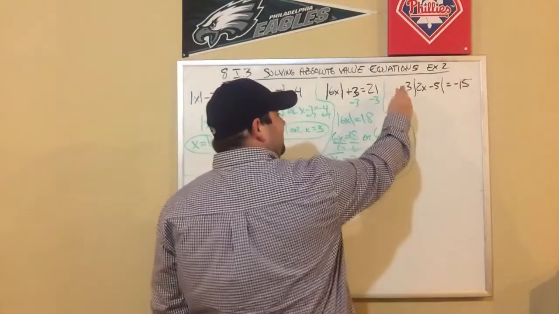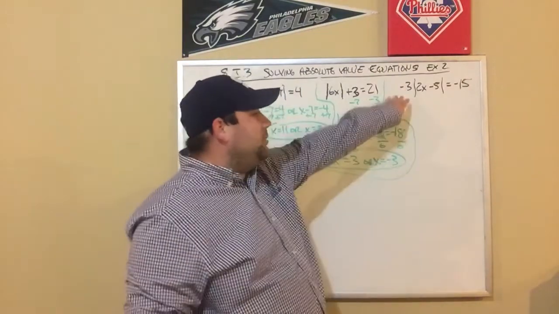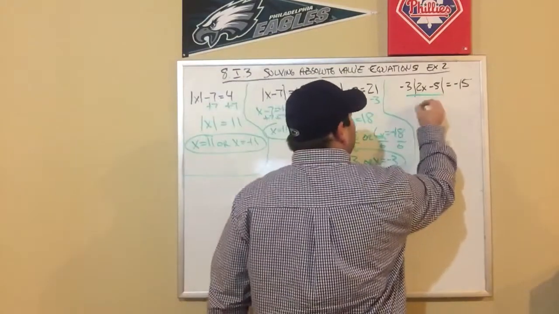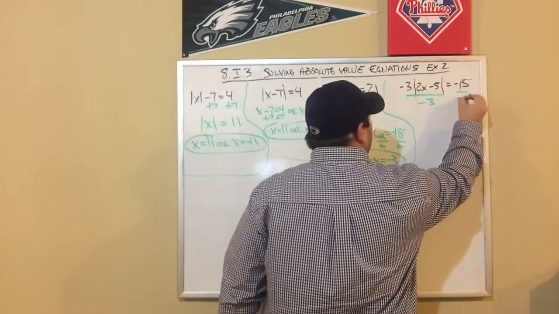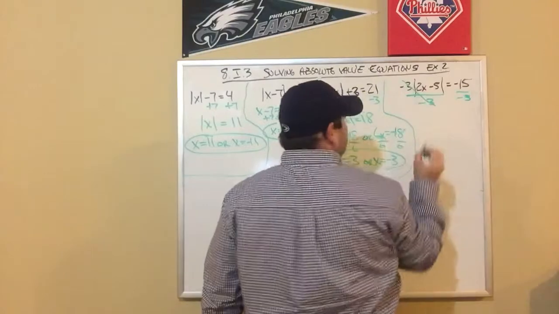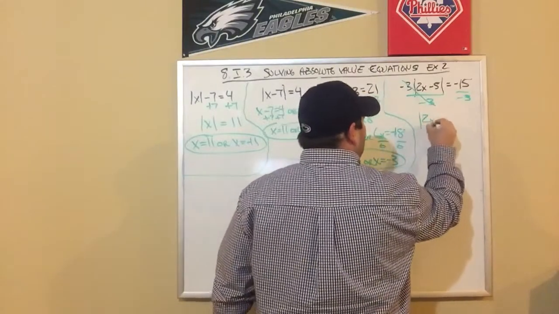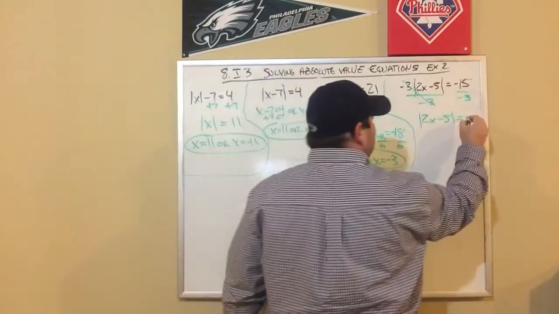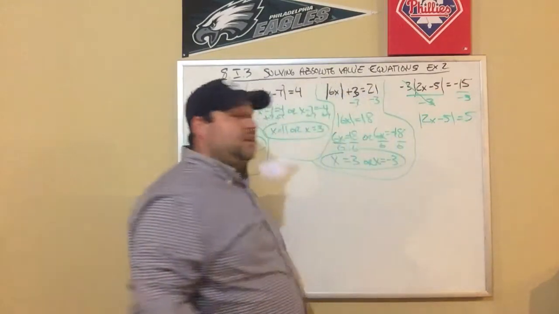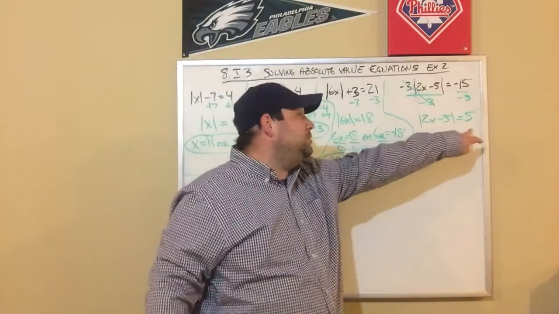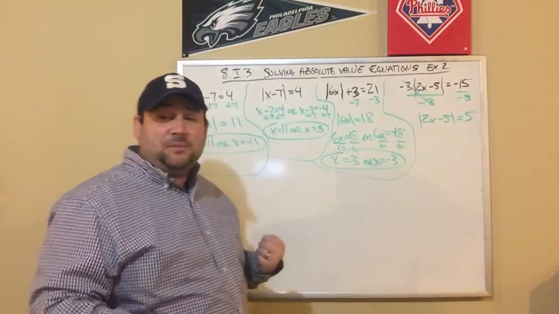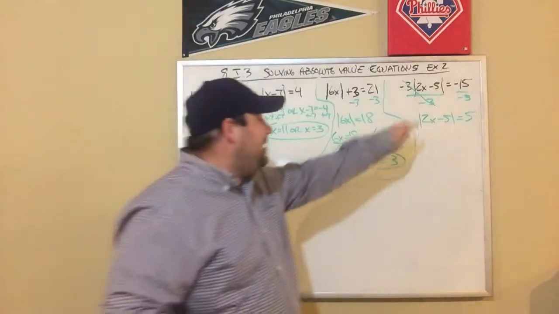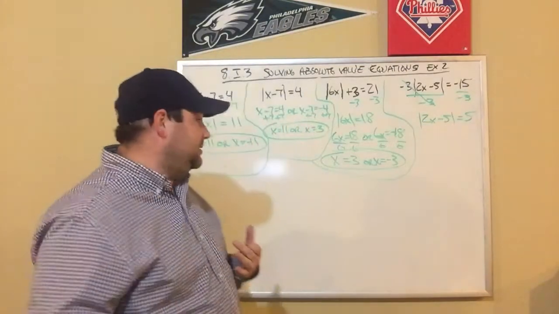So what we have to do is get rid of this negative 3. We know it's negative 3 times the absolute value of 2x minus 5. So I'm going to do the opposite and divide both sides by negative 3. Those cancel out, and now I just have the absolute value of 2x minus 5 equals negative 15 divided by negative 3, which is positive 5. You can see now I've got absolute value equals a positive number. So this is not a no solution. This can be solved. Since I have absolute value equals, I can split it into 2 equations.